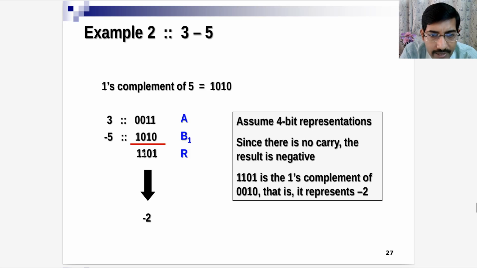So this is my result, and I find that the most significant bit is 1, indicating that this is a negative number. If we remove the most significant bit and consider the magnitude, that is 101, but it is also in 1's complement form. In true form, the number is 010, that is 2. So the number is minus 2. That is the result. This is how we perform subtraction in 1's complement. Addition is the same as we have all seen.